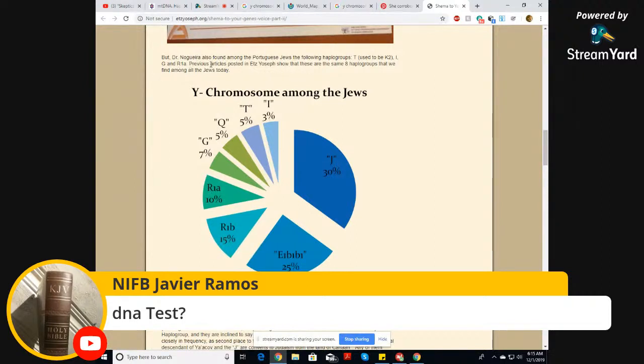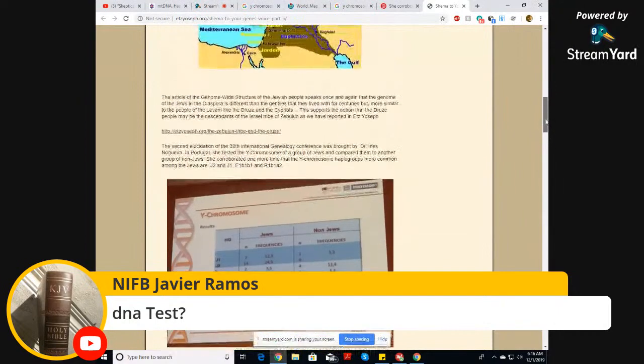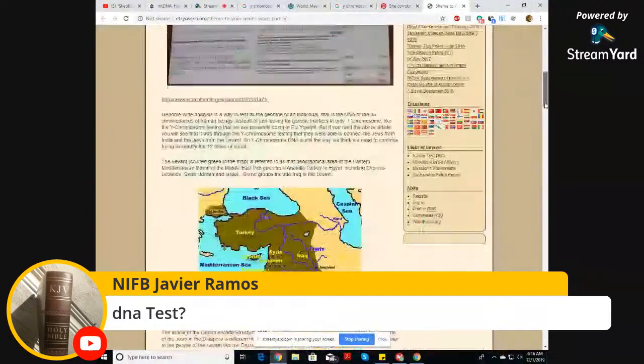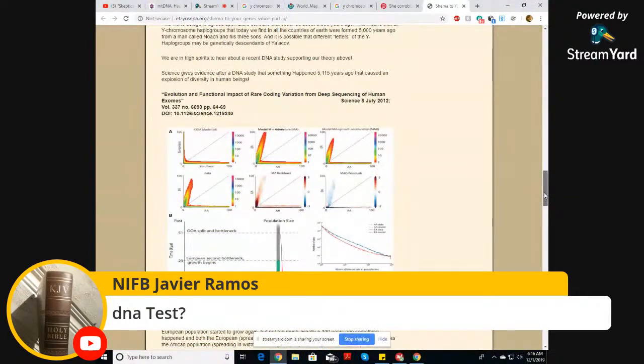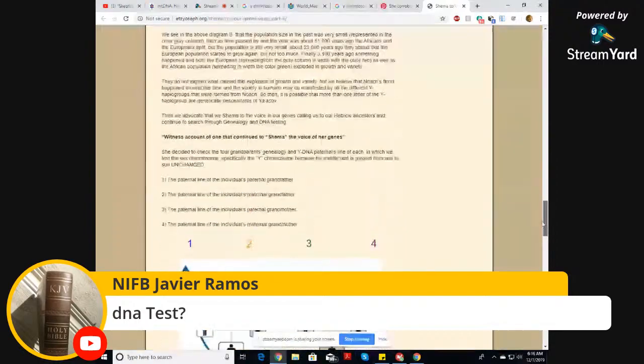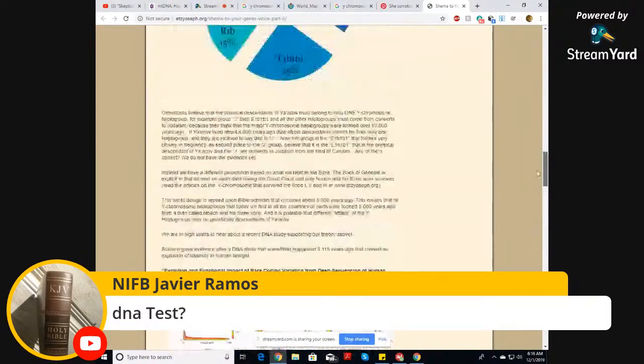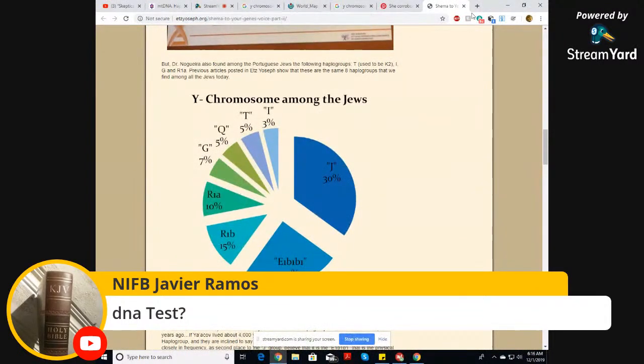So among the Jews, let's see, Dr. Nogueira found among the Portuguese Jews the following haplogroups. Okay, this is among the Portuguese, actually. Portuguese Jews. Apparently. And I guess they're Ashkenazi, or I don't know what it is. Anyway, something like that. And there's all kinds of charts to analyze. See, the Y chromosome is the male descendant.